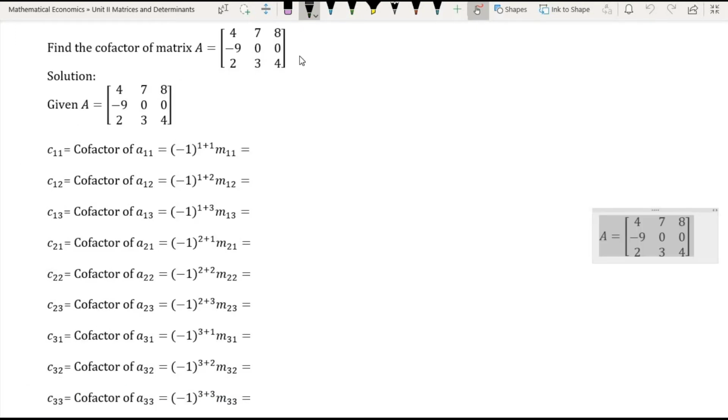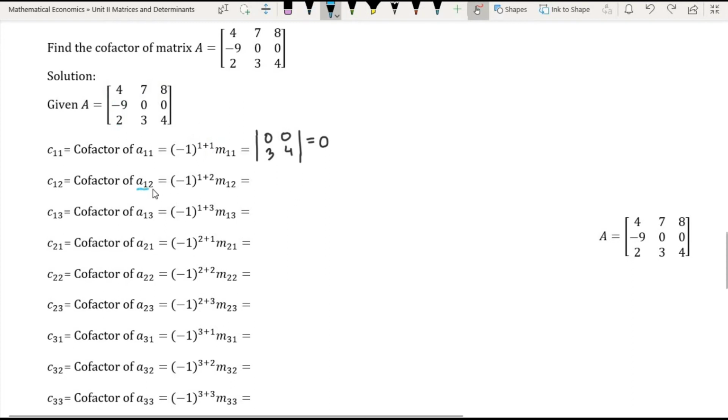Let us find the cofactor of this matrix A, which contains 3 rows and 3 columns. The cofactor of the element A11, that is element 4, is equal to -1 to the power 1 plus 1 times its minor. Now element 4 is present in the first row and first column. Since its sum is equal to an even number, therefore we have a positive sign. The minor is obtained by deleting the row and the column in which element 4 is present. On deleting the row and the column, we are left with elements 0, 0, 3, 4. Therefore, the cofactor of the element A11 equals 0.